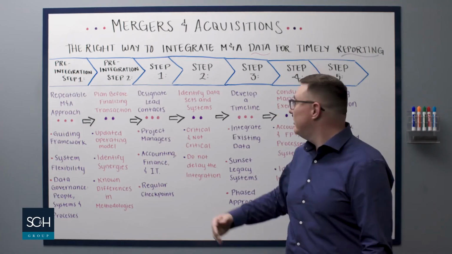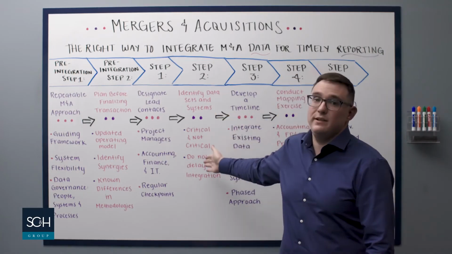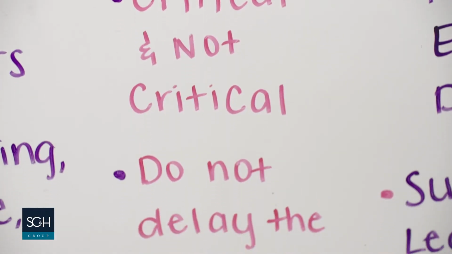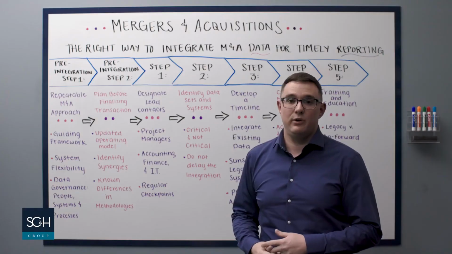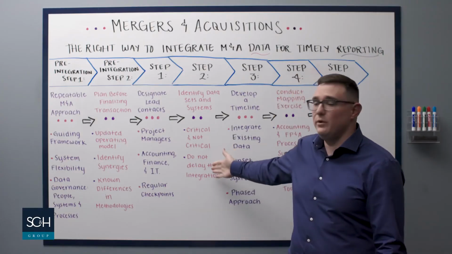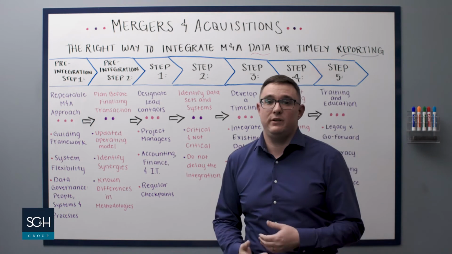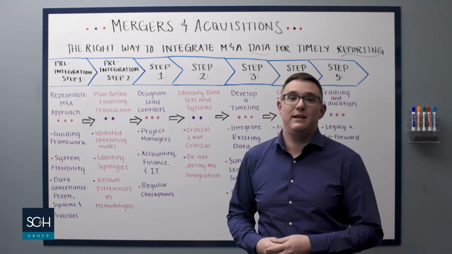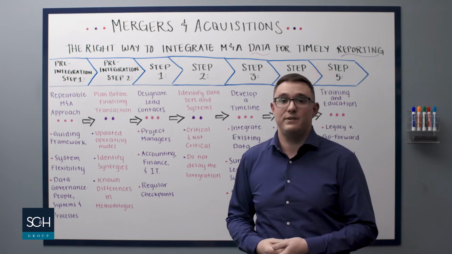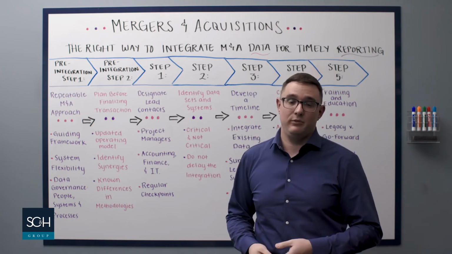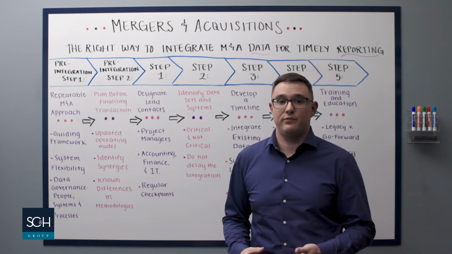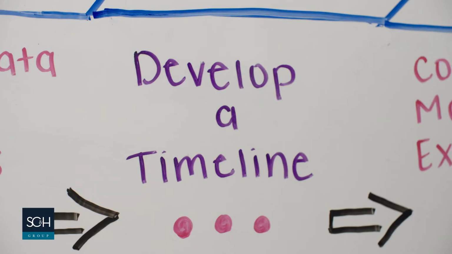So moving along, we have next, identify data sets and systems. So here you want to identify your critical versus not critical systems, and you're going to want to make sure that you don't delay the integration. You want to make sure that you're getting your critical systems and data integrated, like your accounting data and your financial planning and analysis data, in a timely manner, and that you're saving any other non-critical systems and data sets for later.